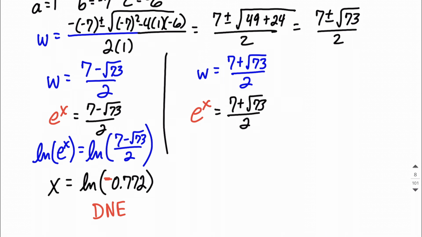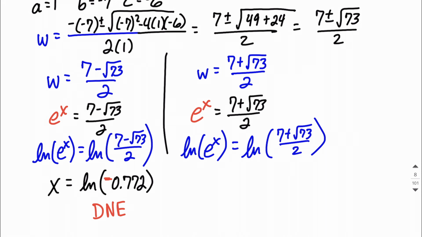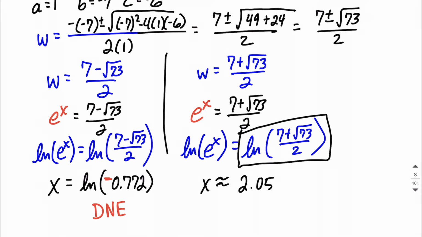But what about the right-hand side? If we apply a natural log here, again, because we have e to the x, that'll be on the inside, and a natural log to the right-hand side, 7 plus the square root of 73, all over 2, you'll notice that everything's going to be positive on the inside there. So as we simplify down, we get x equals, that would be the exact solution right here, but we can get an approximation by putting it into our calculator. We can get this to be, let's say, approximately 2.05052, and it keeps going forever, as an approximate solution.